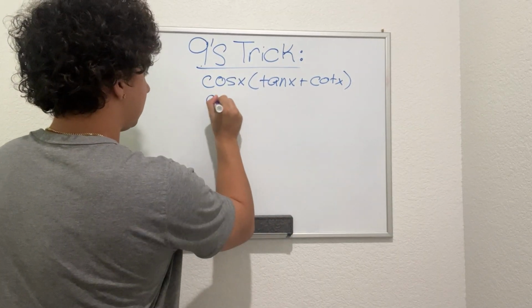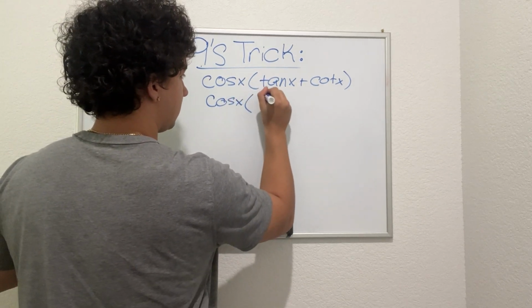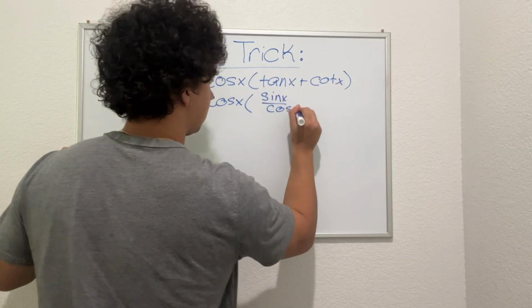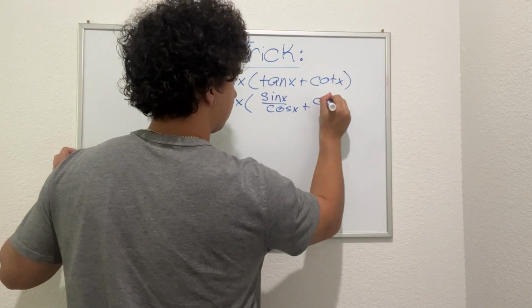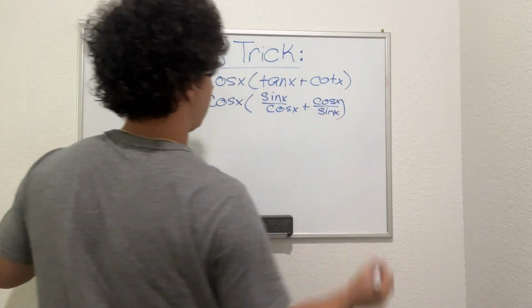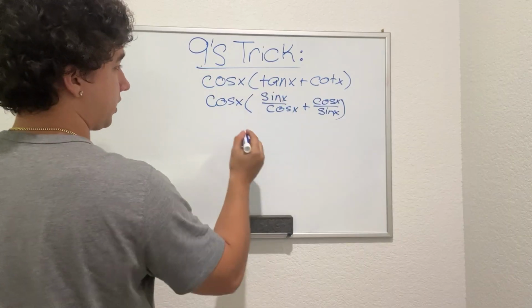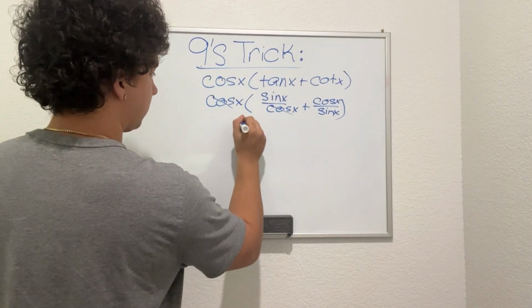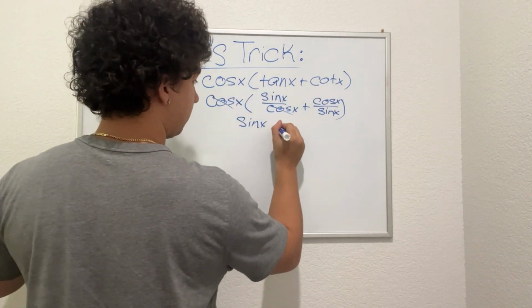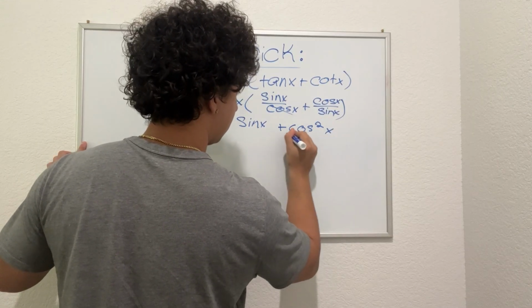So I'm gonna rewrite this. It's cosine x times, this is sine over cosine, so sine x over cosine x, plus cotangent, it's just the same thing but flipped over, so cosine x over sine x. Next thing I'm gonna do here is multiply out. Well, cosine x and then sine x over cosine x, we'll notice this is actually going to cancel out, just giving me sine x. And then cosine x times cosine x is going to be cosine squared x over sine x.